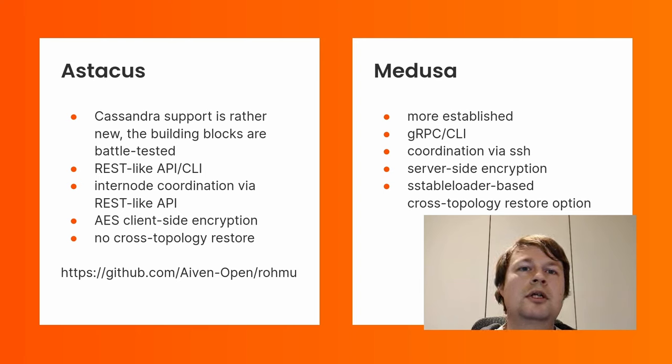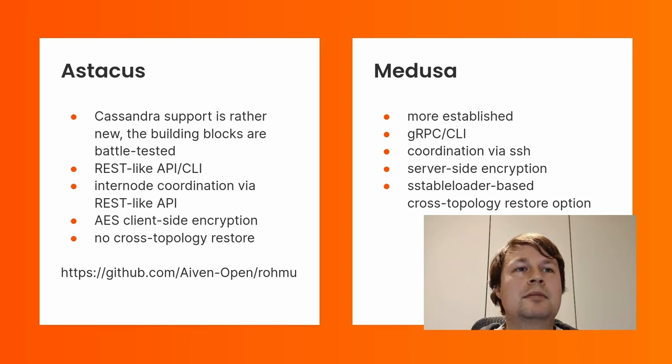That code exists as a separate library. It's called Rohmu, and we've shared this with the community. You can see the GitHub link on the lower left corner of this slide. Astacus is operated via a REST-like API. The internode coordination during backups and restores also happens via a REST-like API, basically via HTTP.